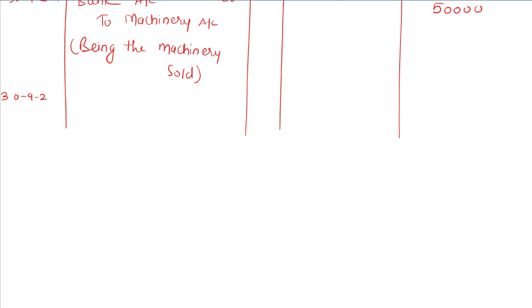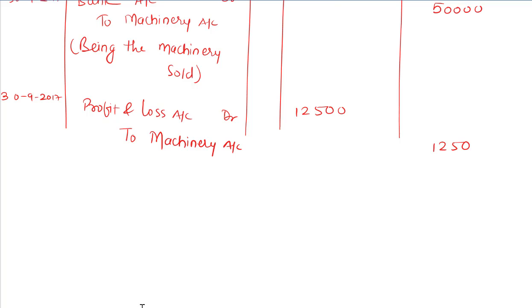The date would be the same, 39 2017. Profit and loss account debit, to machinery account, 12,500.